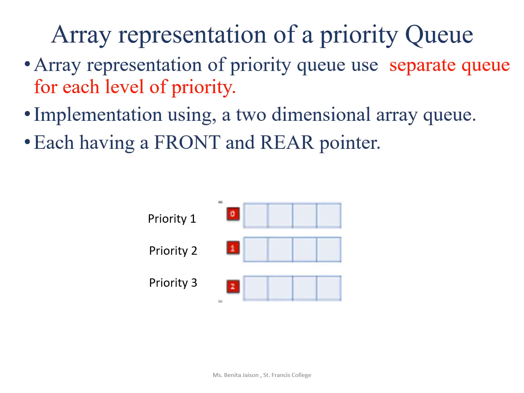Array representation of priority queue uses a separate queue for each level of priority. So priority 1 will be having a queue, priority 2 will be having a separate queue, and priority 3 will be having a separate queue. So all the processes which are having the same priority 1 will be queued up in the same queue. Implementation can be done using a two-dimensional array queue and 2 pointers, front and the rear.